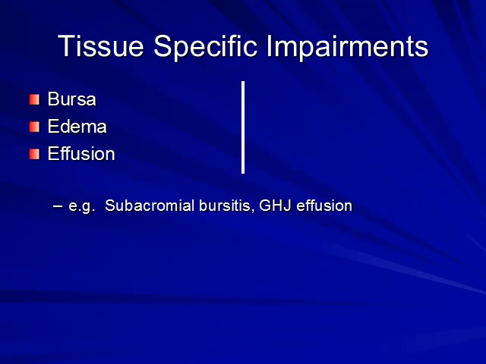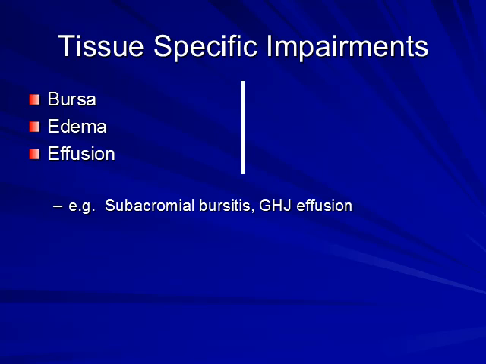Now we're talking about fluid, okay? There are 3 places fluid is. We have a bursa, which is a fluid-filled sac, which is usually meant to prevent forces from being transmitted from one tissue to another, or to give yourself some cushion. We have edema and we have effusion. Edema is fluid outside of the joint and effusion is fluid inside of the joint. Well, let's give a TSI of a bursa issue. How about a greater trochanteric bursitis, right?